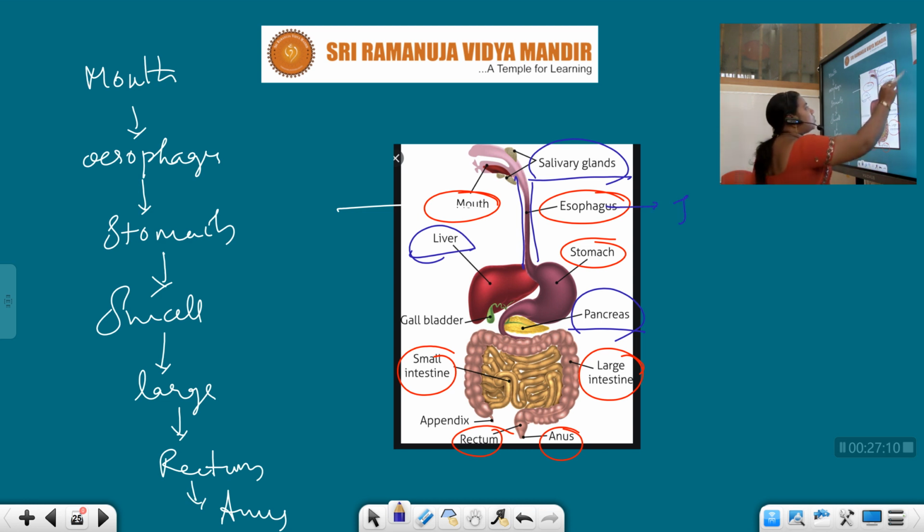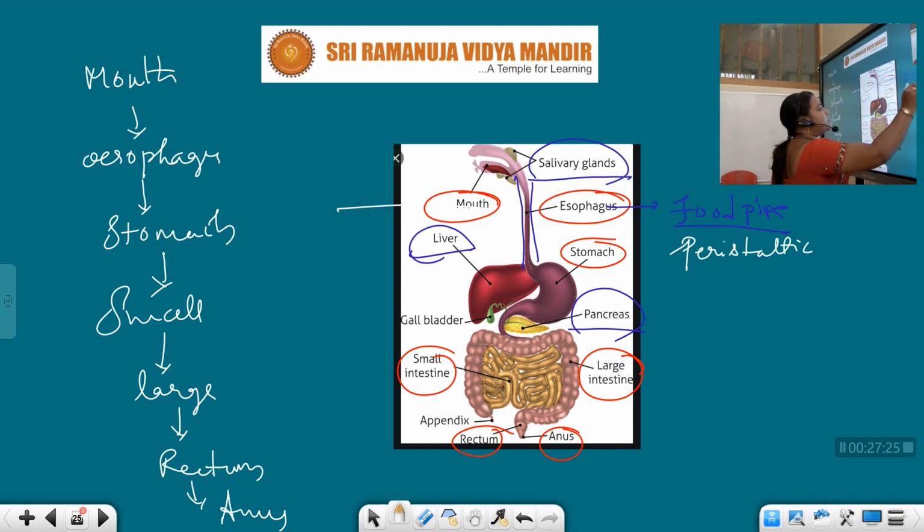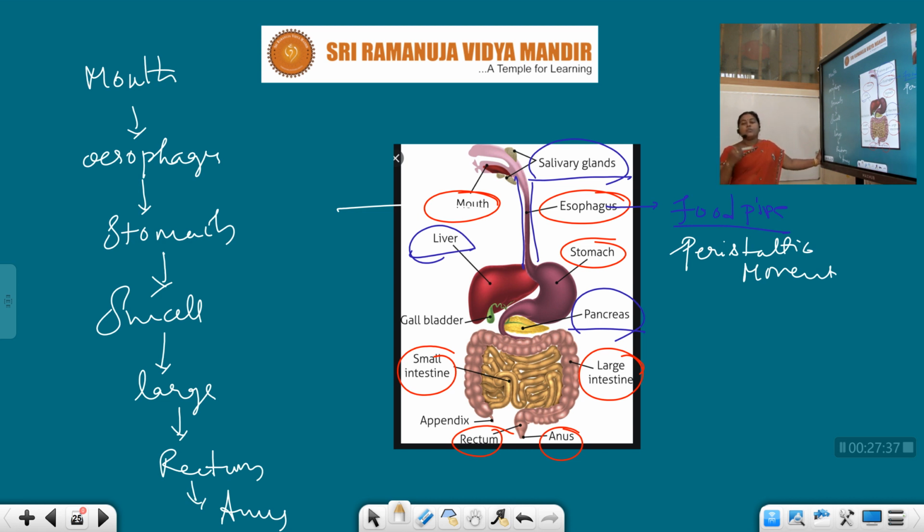It is also known as the food pipe. The other name of esophagus, children, is food pipe. Through the food pipe, food moves with the peristaltic movement. What is the movement, children? Peristaltic movement. It is a muscular action. The walls of the esophagus are made up of muscles. With the help of muscular peristaltic movement, food is pushed down the food pipe. Then it enters the stomach.